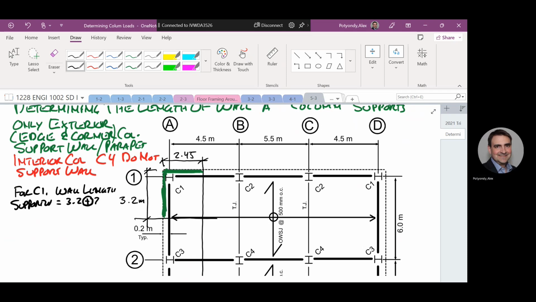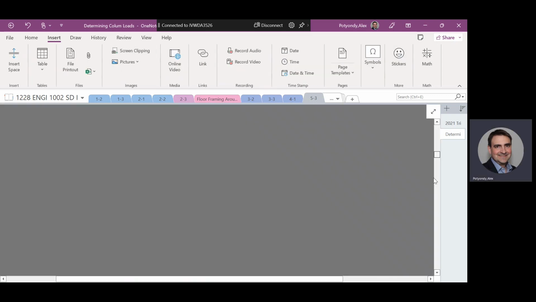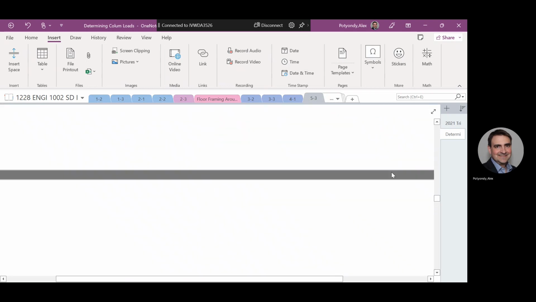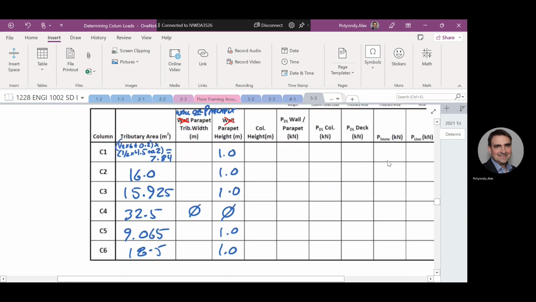Well, 2.45. Do not multiply it because it's not area, it's just length. And that's going to give me 5.65. Okay. So that's what I want to enter in my table. So the amount of wall supported is going to be 5.65.